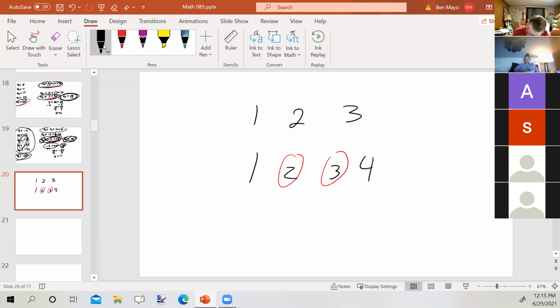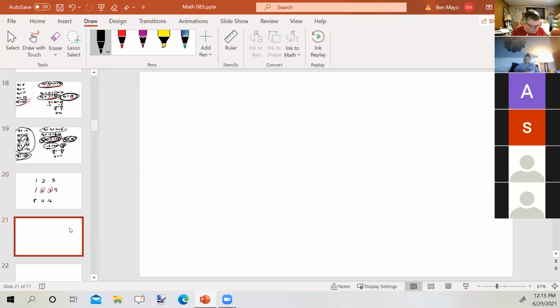Now, what if I said, find the arithmetic mean between 8 and 16? What's halfway between 8 and 16? 12. Okay, now, here's the scenario. It says, insert the given number of arithmetic means between the numbers. And it says 2 arithmetic means between 2 and 11.